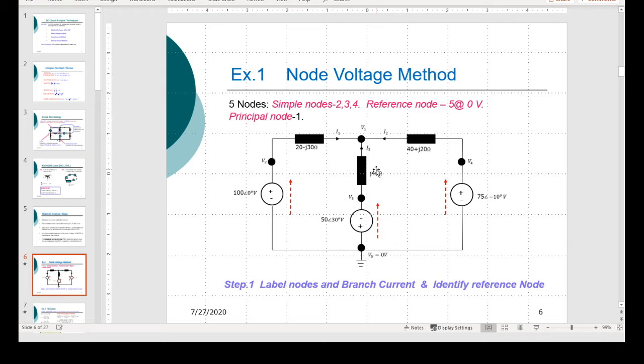So here we have got a circuit. The first thing is we identify the nodes. I have labeled the nodes with the voltages. Remember, node 1, the voltage is V1, node 2, the voltage is V2, and so on. So I have V1, V2, V3, V4.